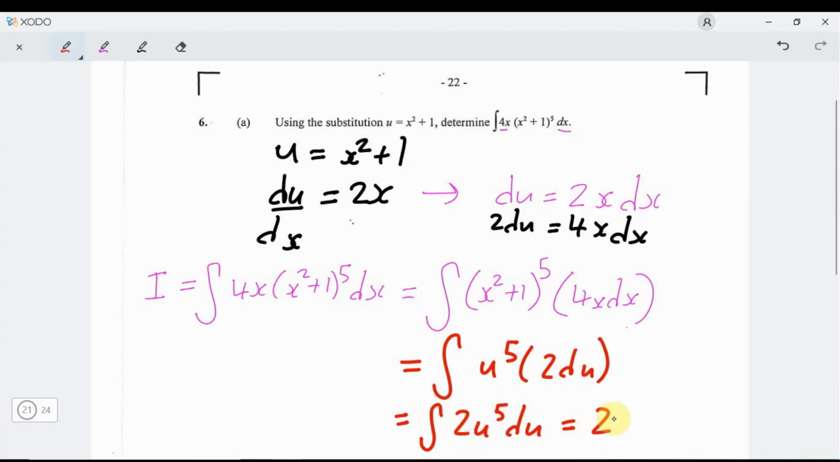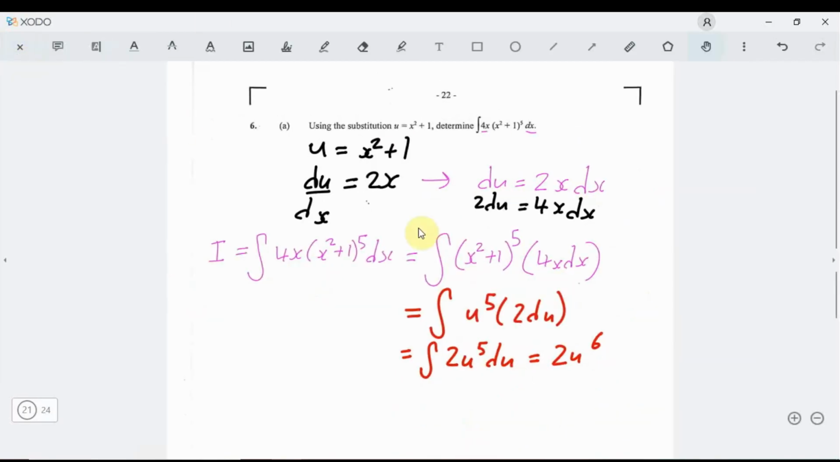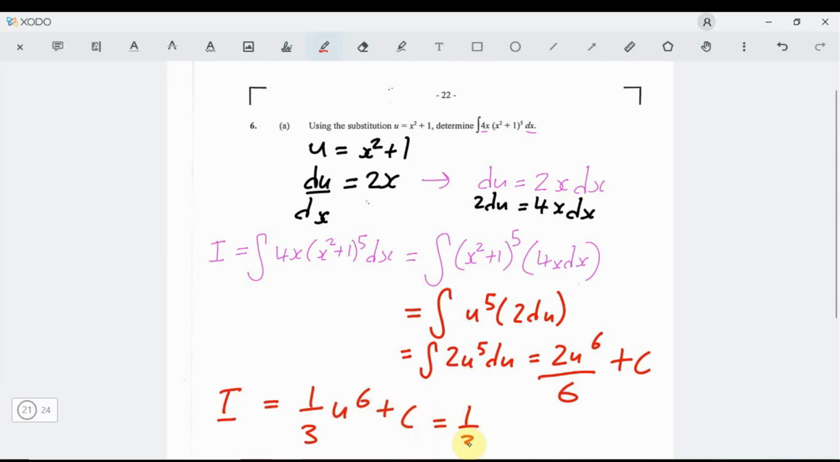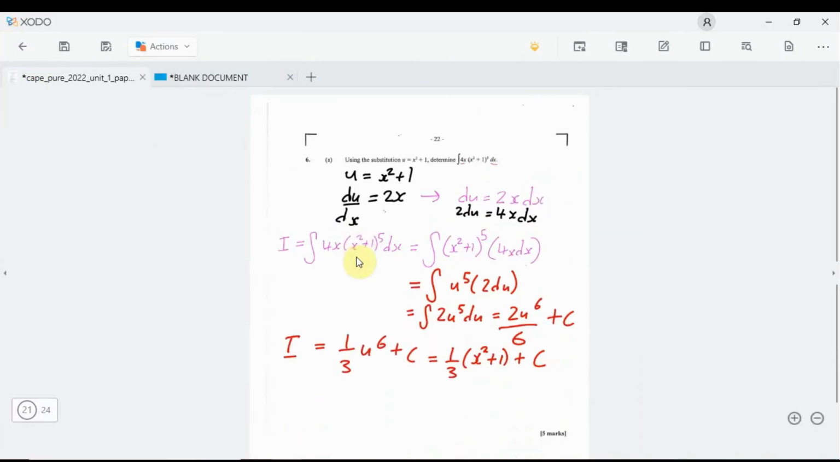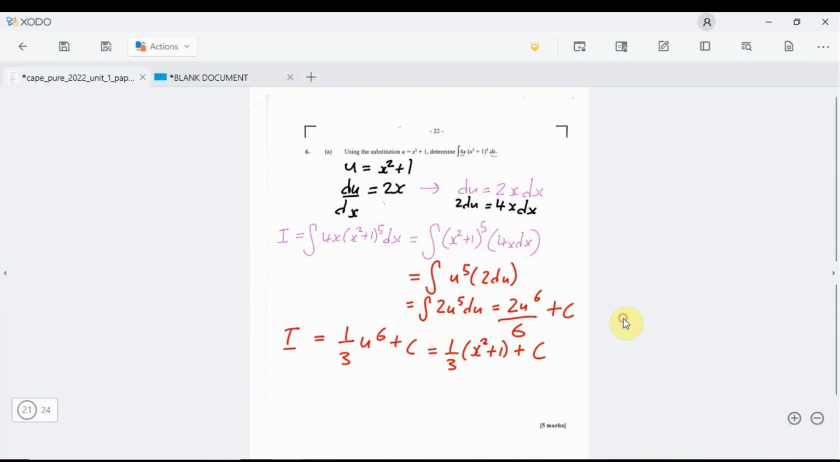So add 1 to the power, 2u to the 6th, then we divide by the power of 6, plus our constant c. So finally, this integral works out to be 1 over 3 u to the 6 plus c, which is 1 over 3 (x squared plus 1) to the 6, plus your constant of integration. That's it. How many marks for that? Whoa, 5 marks for doing absolutely nothing.